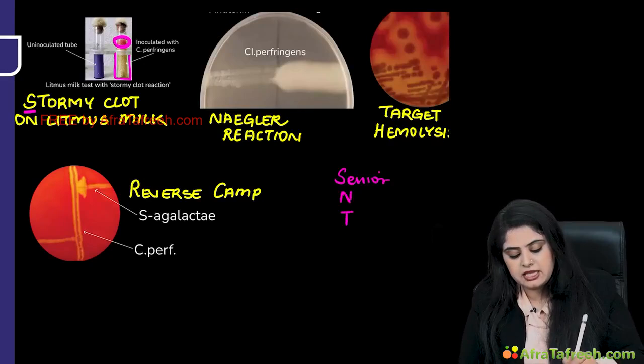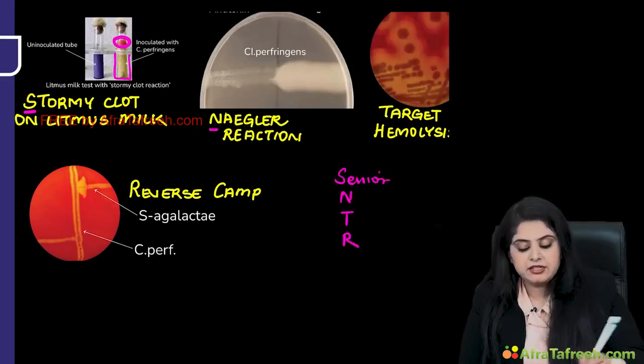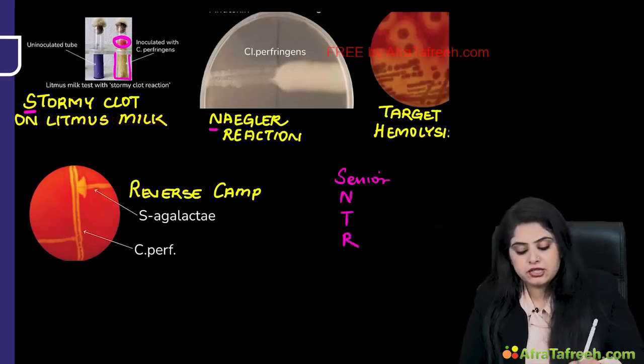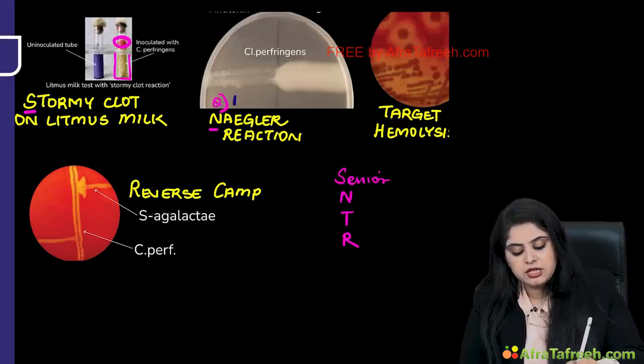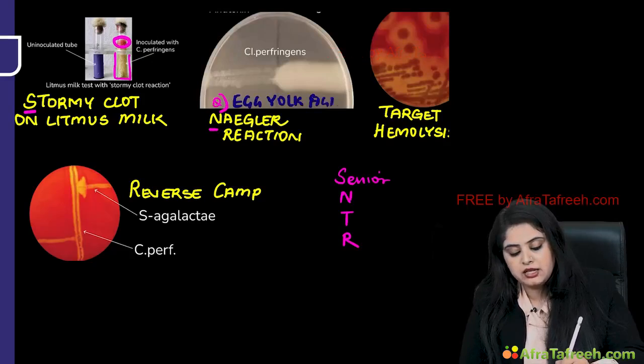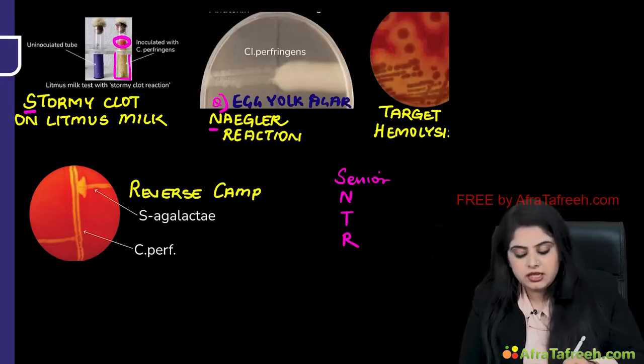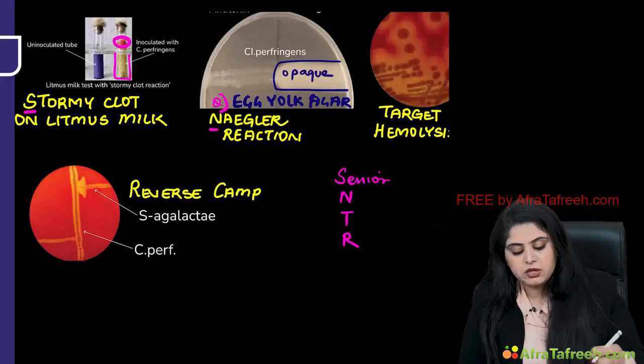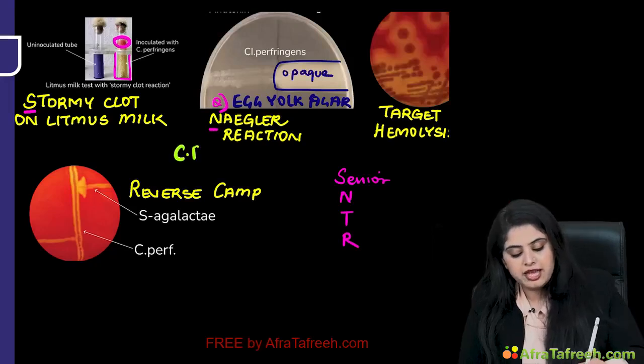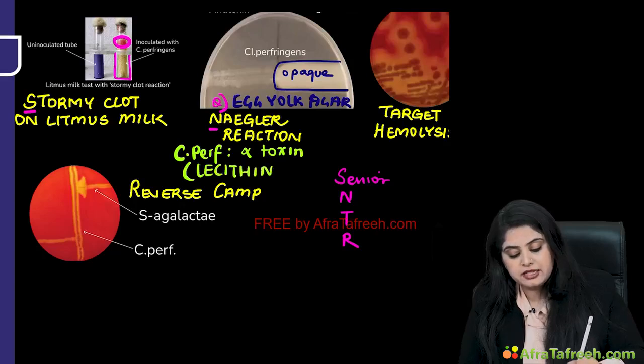What is N, T and R? N for Nagler's reaction. What is Nagler's reaction? The question that you get is what plate has been used? You have used an agar with egg yolk. So I have used an egg yolk agar. And tell me something, can you see in an egg yolk agar there is an opaque area that is noted? Why is that noted? Because Clostridium perfringens has a toxin called alpha toxin. And the other name of alpha toxin, they will really ask you. That is known as lecithinase.